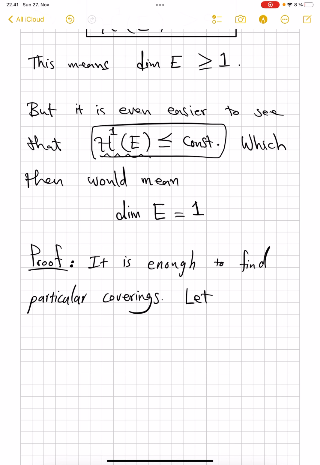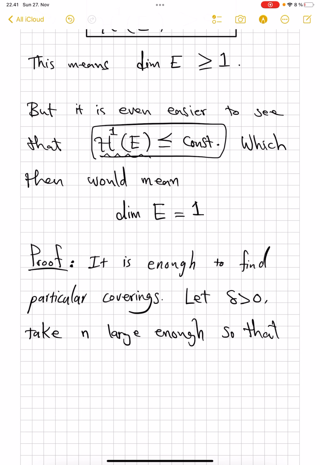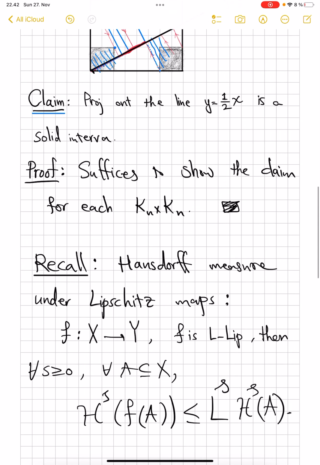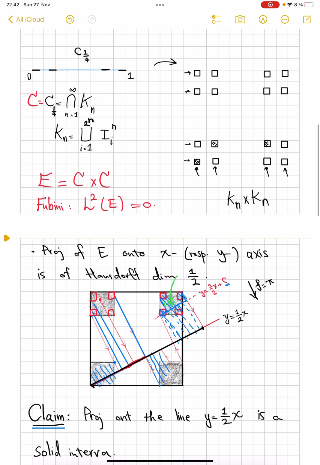Okay, let delta be positive. Take n large enough so that the diameter of every square in Kn times Kn is less than delta. So definitely that happens already in this picture. You can see that the further steps you go, the diameter of individual cubes will be very small.